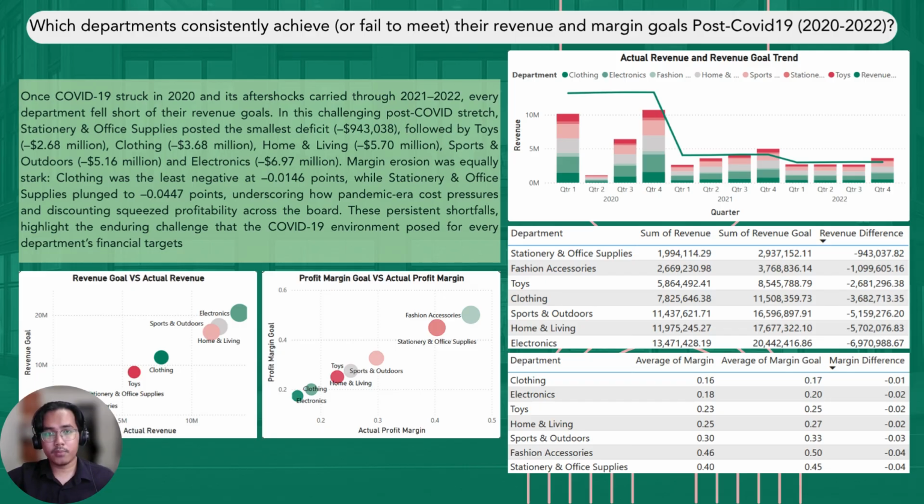But what about in terms of margin? The same story could be said. All of them did not achieve their margin goals. They were short by amounts ranging from 0.01 up until 0.04, as you can see in the table above.